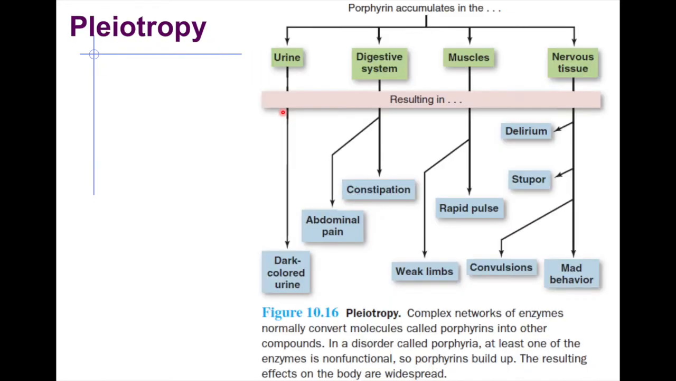Another example of pleiotropy would be an anomaly in creating porphyrin. If you have a disorder called porphyria, where one of the enzymes that you produce is dysfunctional, you can end up having a number of phenotypes expressed within you. These are usually the bad types of phenotypes.